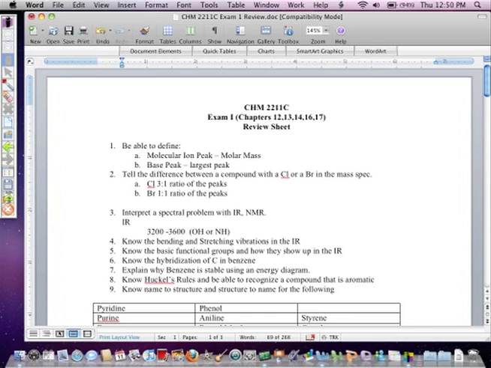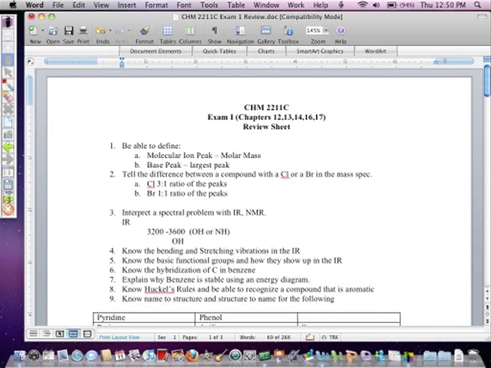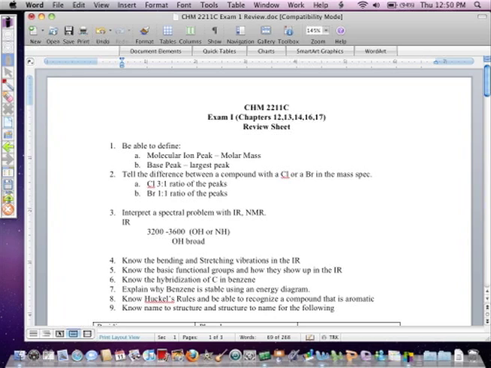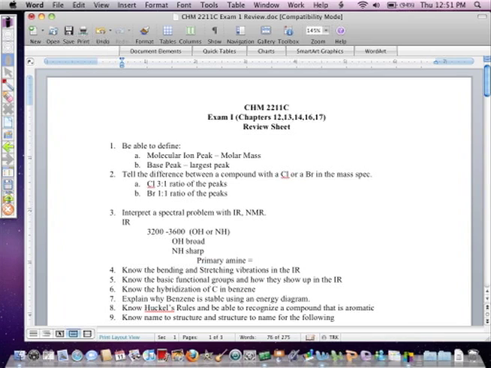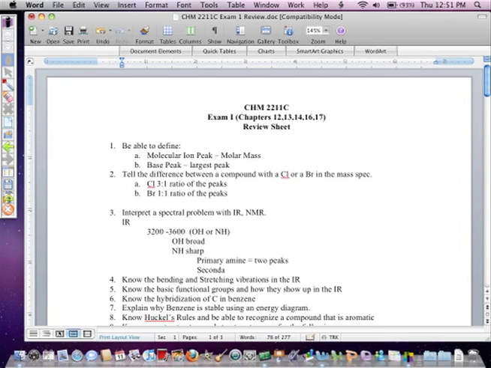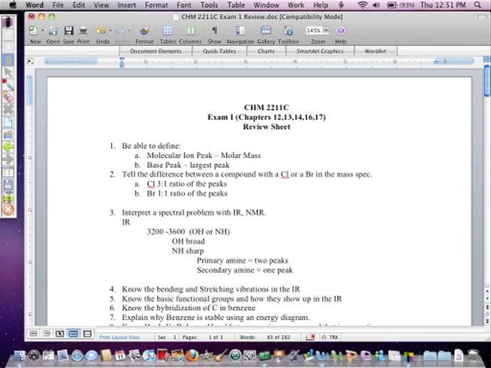OH is broad. So if you think you have an alcohol or carboxylic acid, then that peak has to be very broad, right? But if I'm looking at NH, so OH, broad, NH, sharp, right? Primary amine is what? How many peaks? 2 peaks. Secondary amine, 1 peak. And that's a good differentiation between the amines and the alcohols.